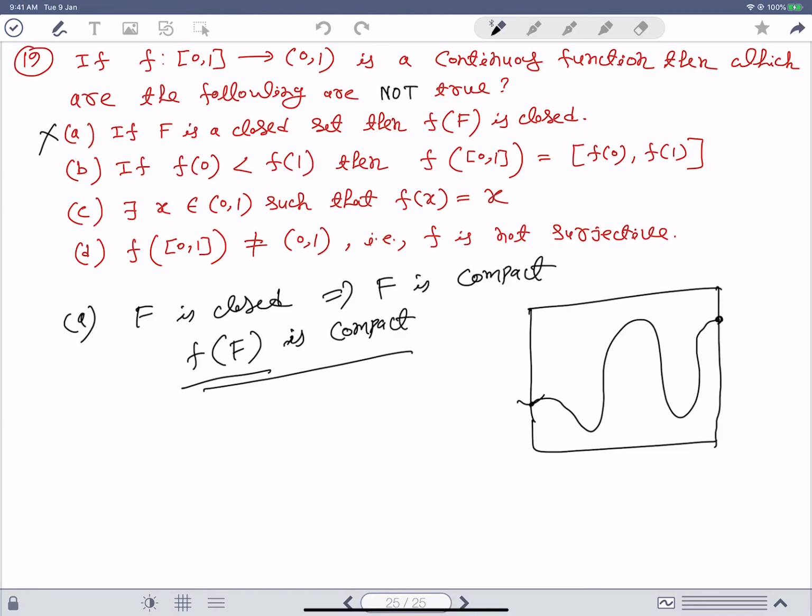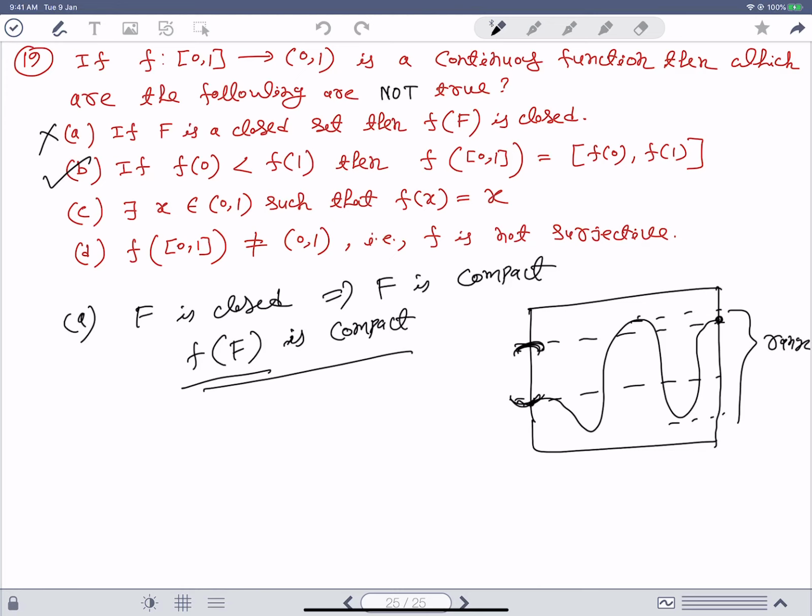So it says that the image set, the range set, should be this, but this is not the range set. Range set is actually this one. So this is actually the range, right? So this is not true. So we have to write this one. Now what about C?